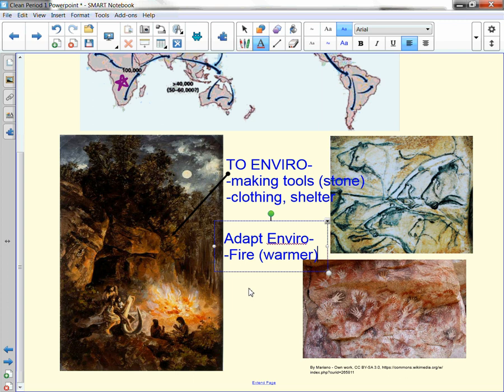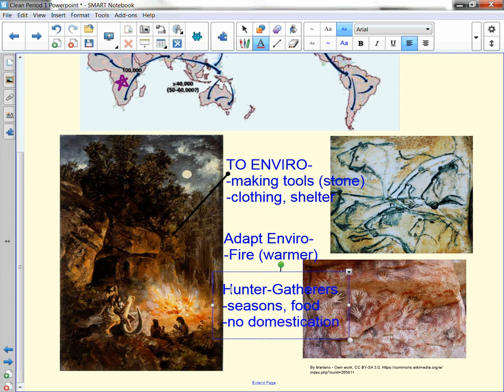Now, when we talk about the people from this time period, we typically classify them as hunter-gatherers. These are not wandering peoples. They're following seasons and food, but there's no domestication here. So they're not following cattle. They're following herds of buffalo. They're not their own domesticated animals.